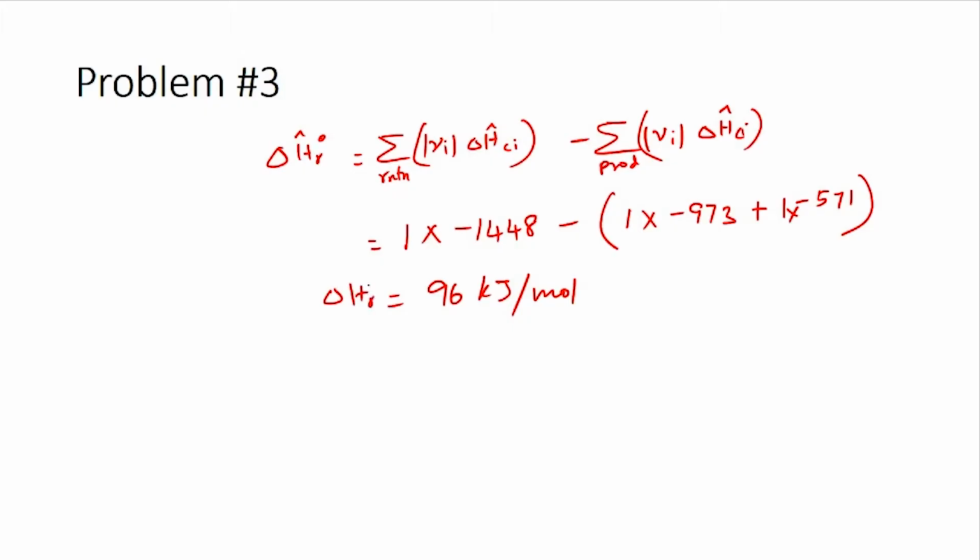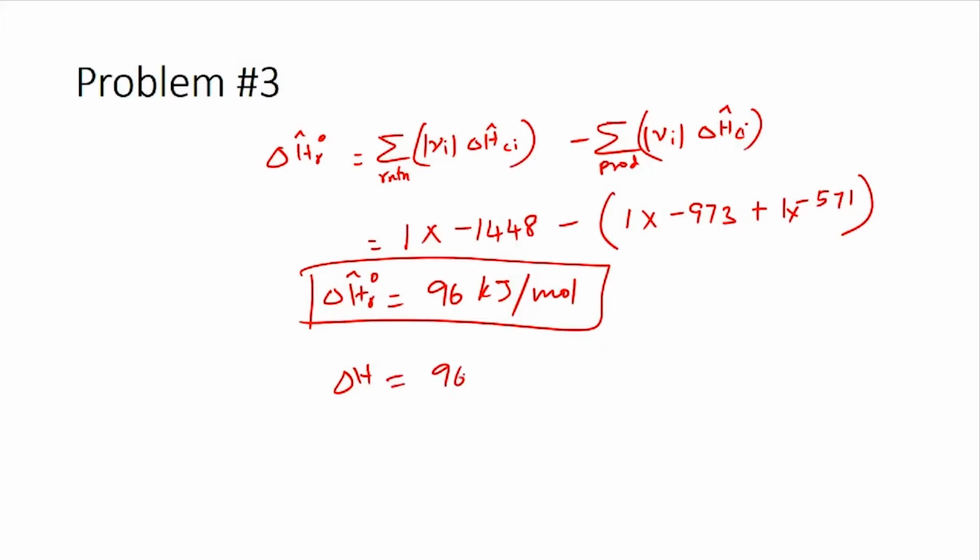So, the heat of reaction for this particular process, where serine is converted to glycine, is 96 kilojoules per mole. We have been asked to calculate the change in enthalpy for 100 moles of glycine being produced. So, that would mean ΔH would be equal to 9600 kilojoules. This is the final answer we are looking for.